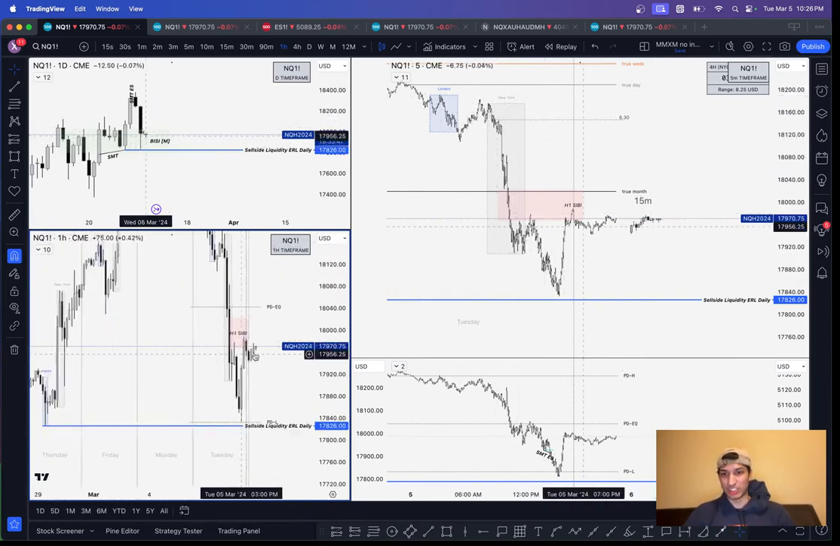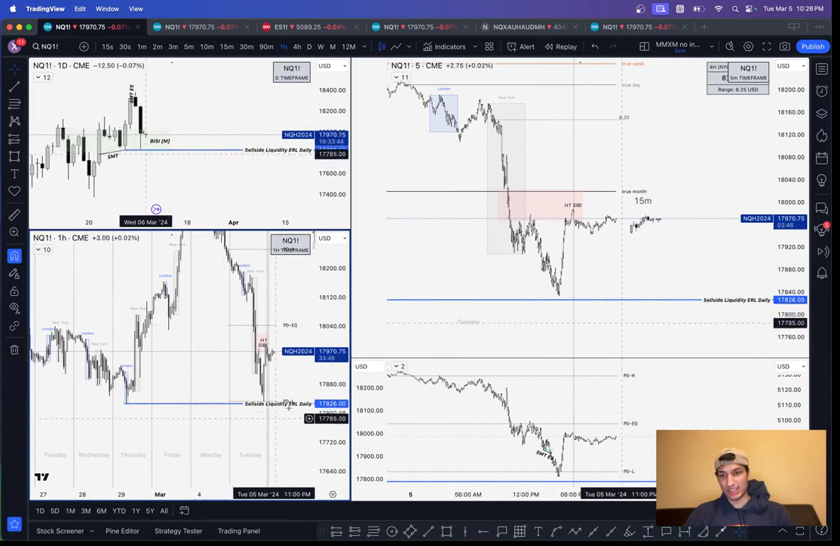Now we're getting our second phase accumulation, and I'd love to see us key off of the sell side and then see what happens.